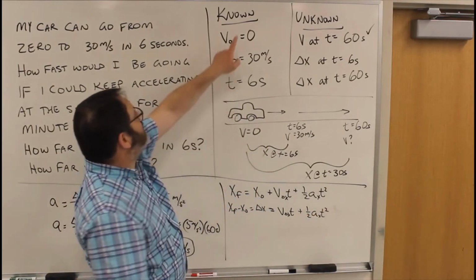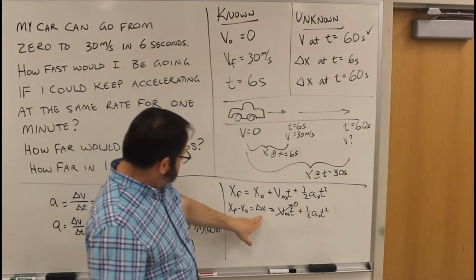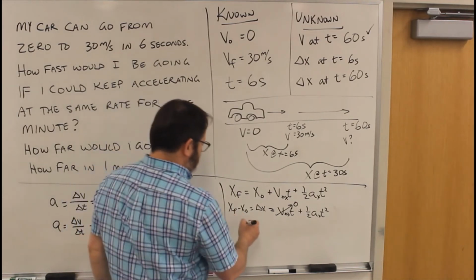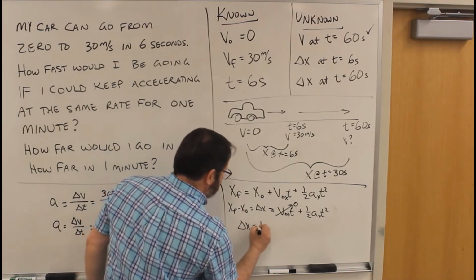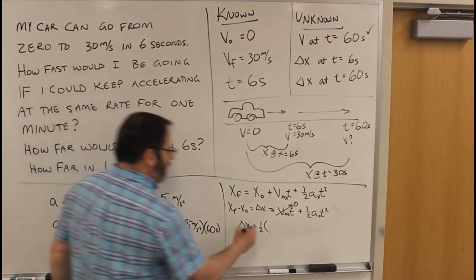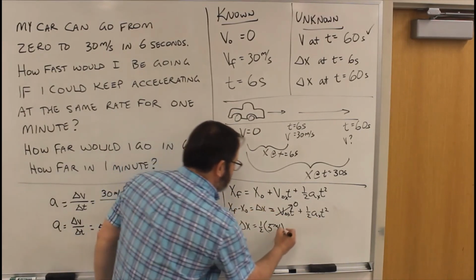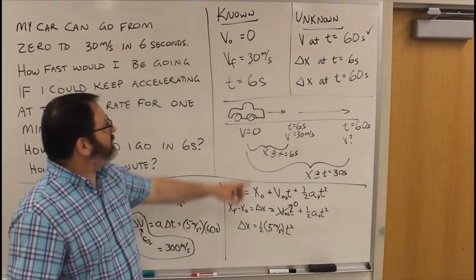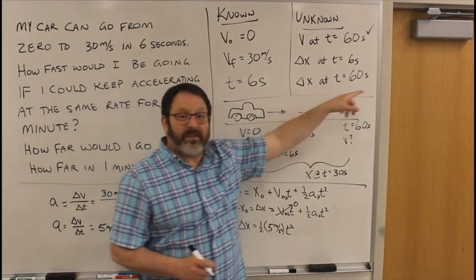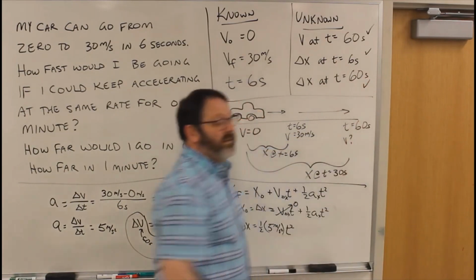What's our initial velocity? 0. So it's come down to delta X equals 1/2 A times T squared. So delta X equals 1/2 times the same acceleration, came in useful again, 5 meters per second squared, 1/2 A, and then times T squared. Now all I have to do is take T equals 6 seconds, plug that in here, then take T equals 60 seconds, plug that into there, and I get both of those.